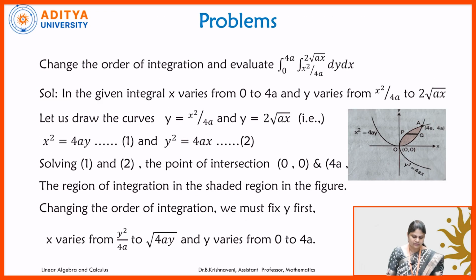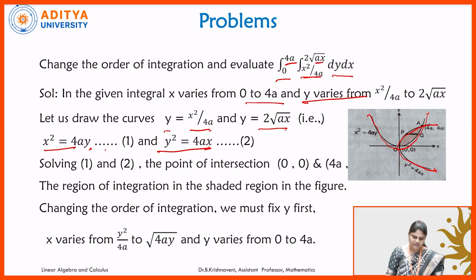So let us see the question on this. Change the order of integration and evaluate the integral from 0 to 4a, integral from x square by 4a to 2 root ax, dy dx. So here clearly the limits are in terms of x, meaning those are y limits, and the constants are x limits. Let us draw the curves y is equal to x square by 4a, y is equal to 2 root ax. The corresponding curves are nothing but x square is equal to 4ay and y square is equal to 4ax, which are nothing but parabolas.